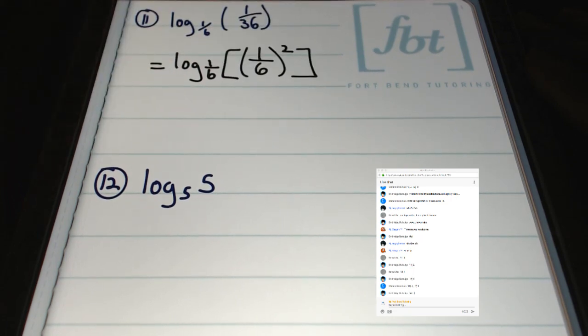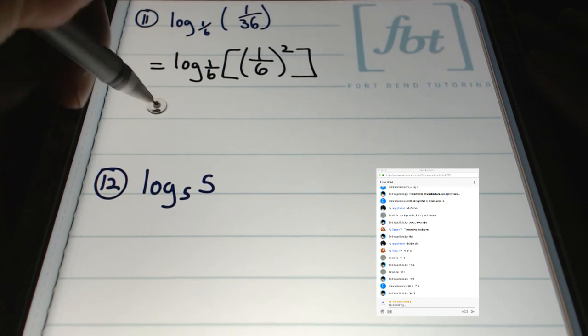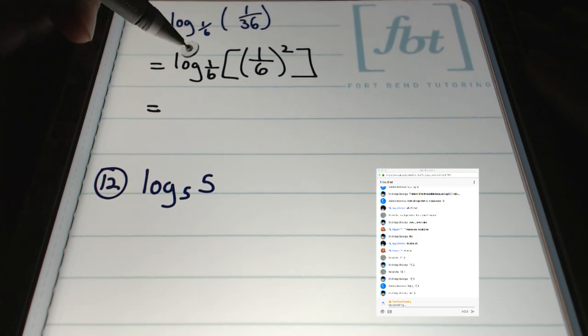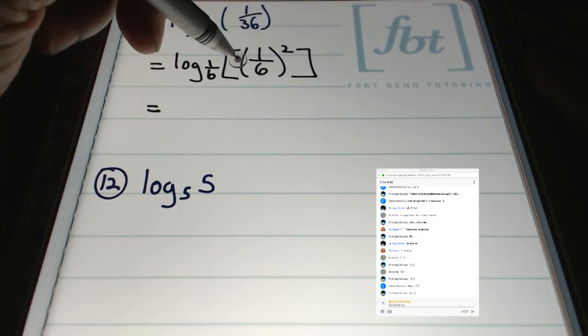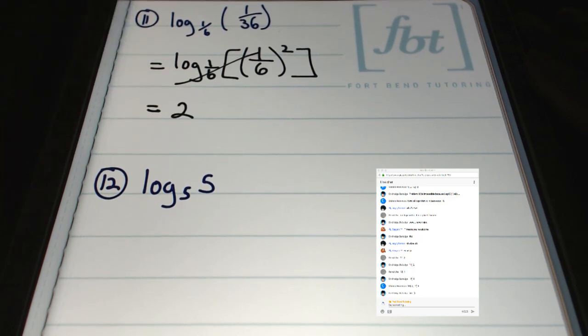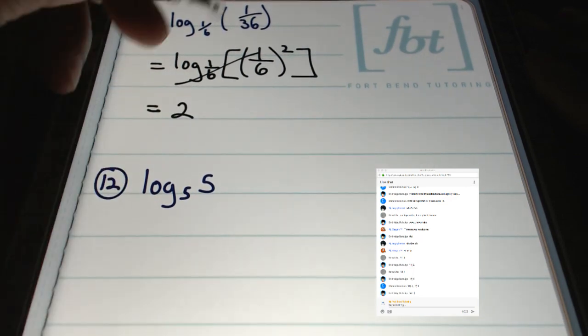I'm going to show it this way. That being the case, since the base of the argument is identical to the base of the logarithm, this will once again simplify to give us our exponent of 2, which is the answer to problem number 11.